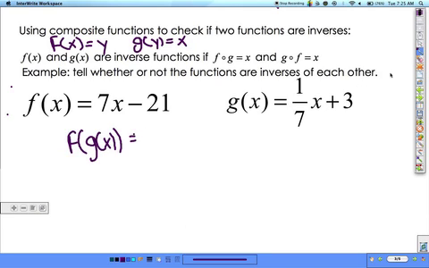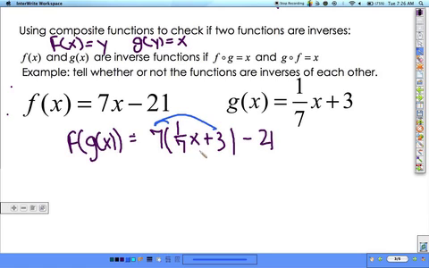So let's go ahead and do that and say, well, f of x is 7 times x, but instead of x, I'm going to leave a big open set of parentheses, and then minus 21. And inside of where x would normally be, I'm going to take the rule for g, which is 1 over 7x plus 3. Now, the only other thing I really need to do to see if this is actually true is just simplify this expression.